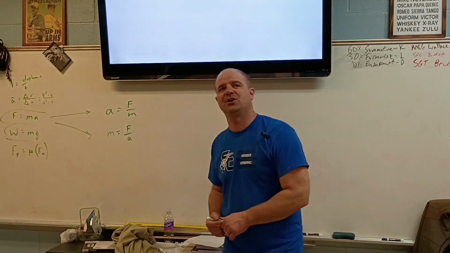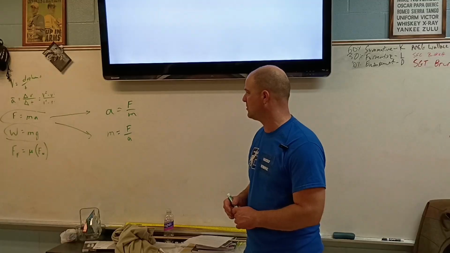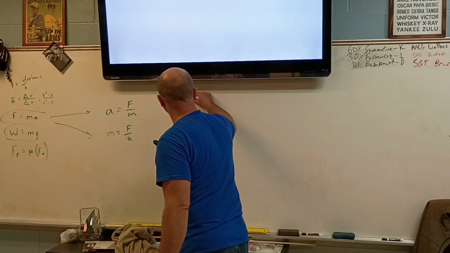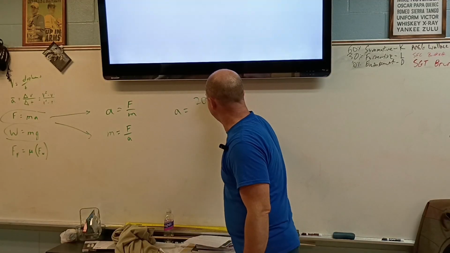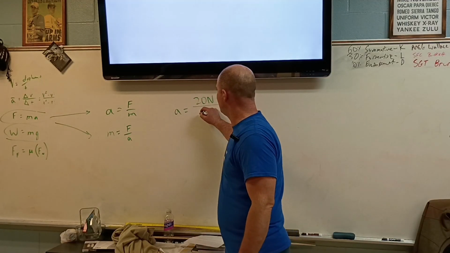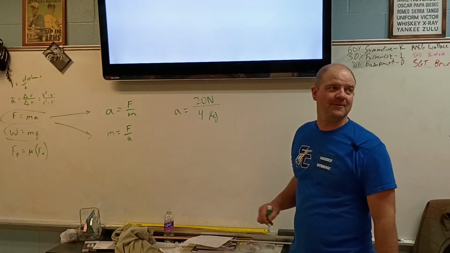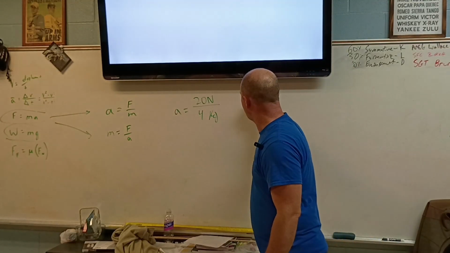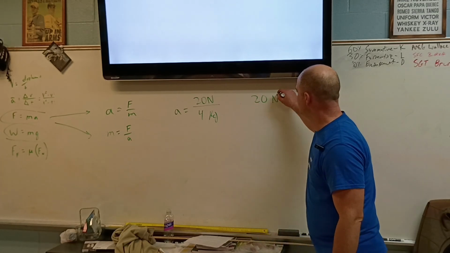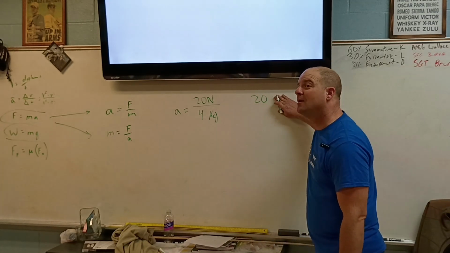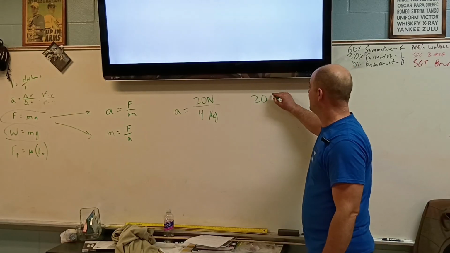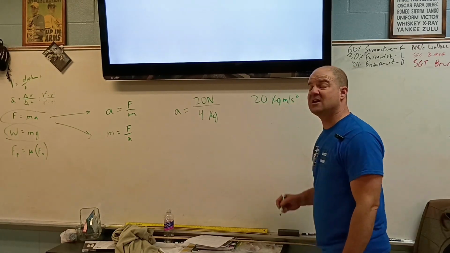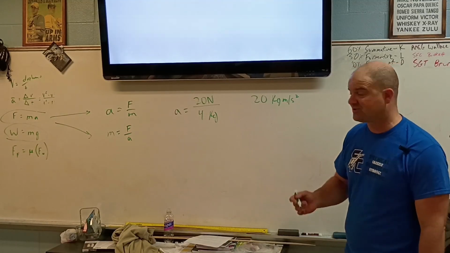Guys, hold on. This is actually good. This is the one that we actually see it on, okay? Let's do this one. Force is 20 newtons, right? And we have 4 kilograms. I want to show you something. What if we wrote it 20 newtons? No. 20 what? Kilogram meters per second squared, because a newton is a kilogram meter per second squared.